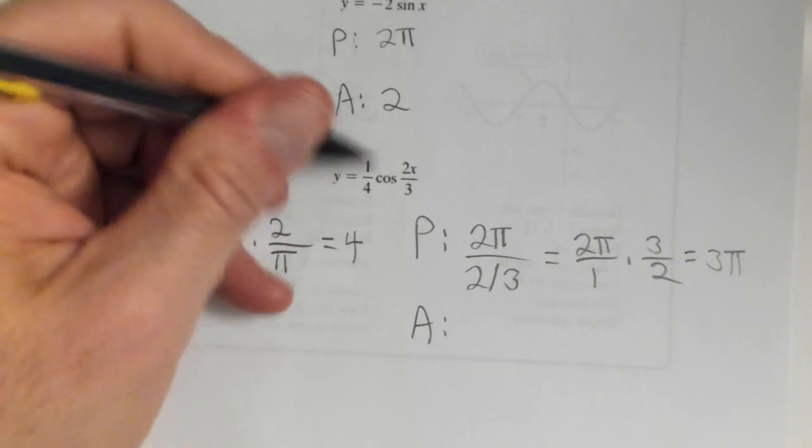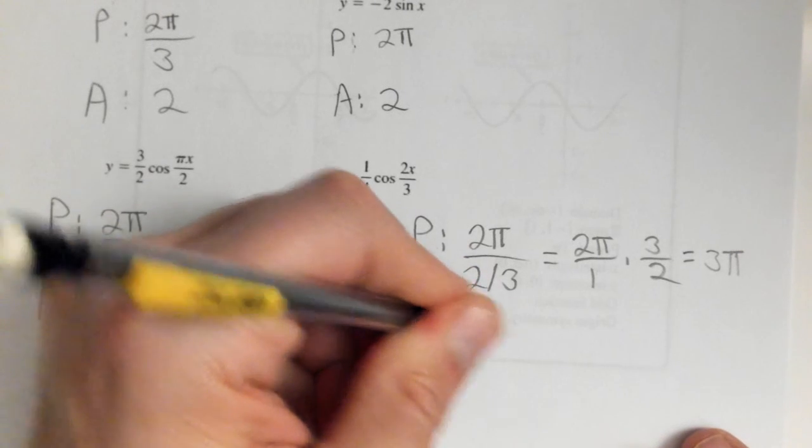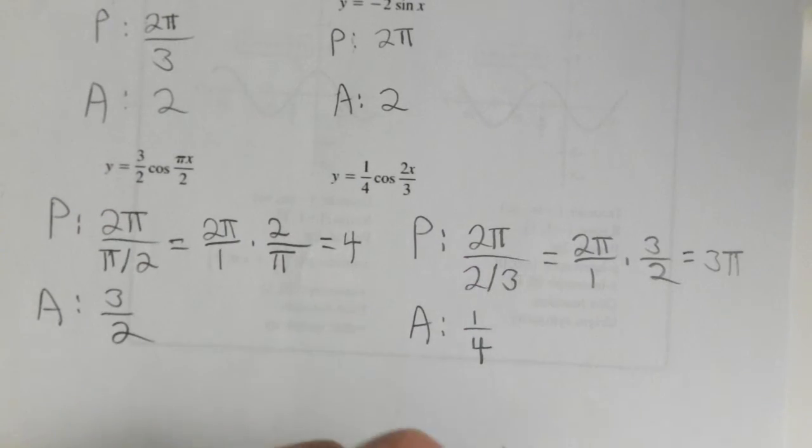Amplitude, of course, can be just read off from this value, 1/4. And that's it. That's all there is to it.